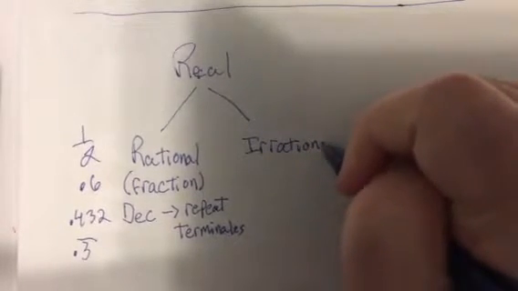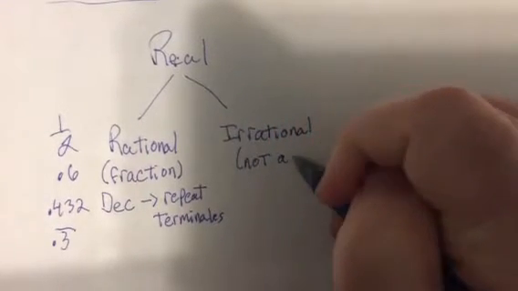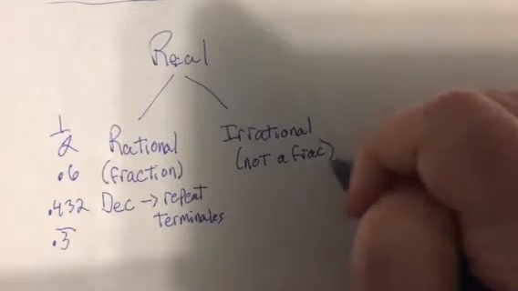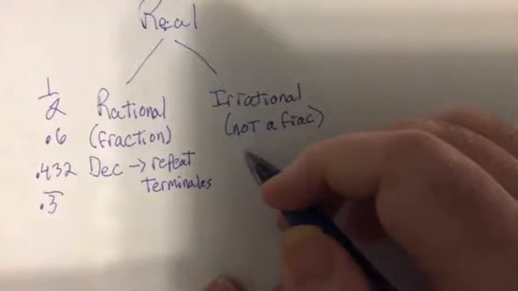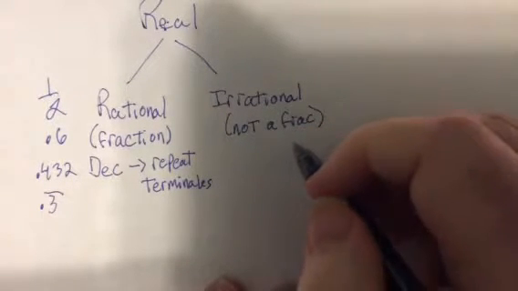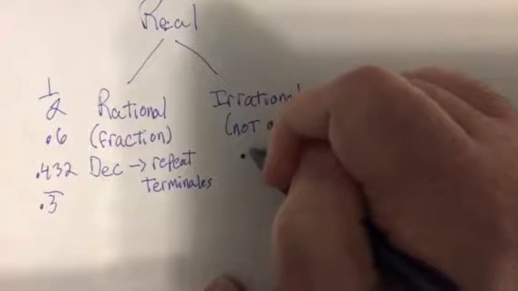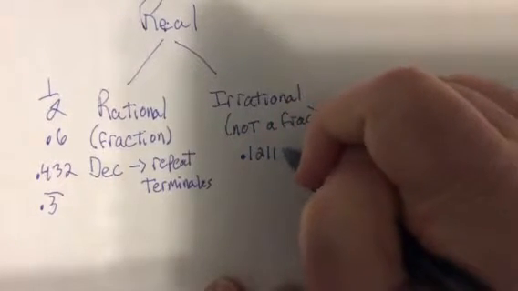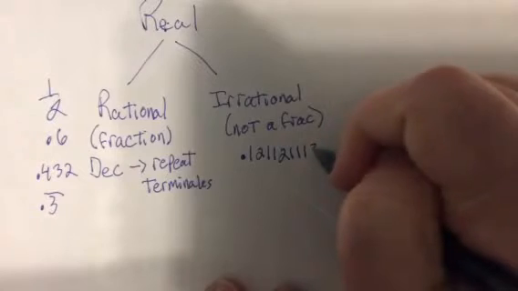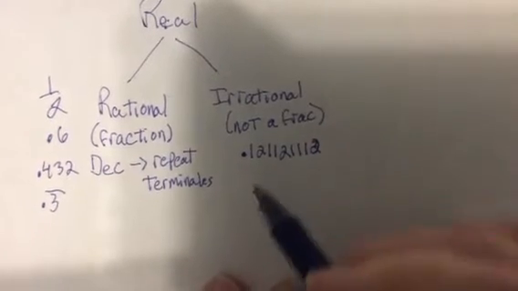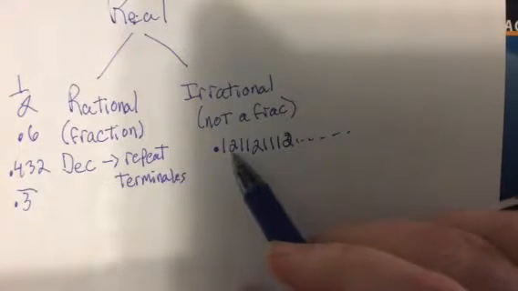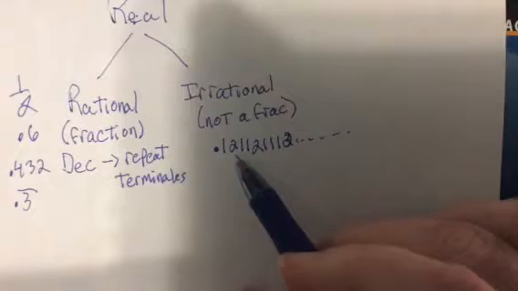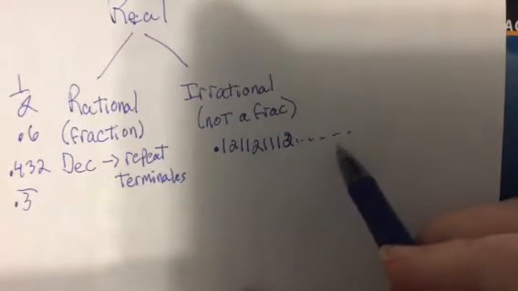Then we have irrational. That's where it can never be put as a fraction. Not a fraction. So this would be a decimal that goes on forever but doesn't repeat. So 0.121121113, and this goes on forever. So there's a pattern, but there's no repetition, like 0.3 forever, 0.32 forever.